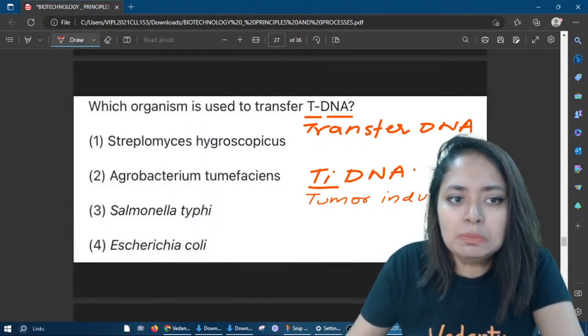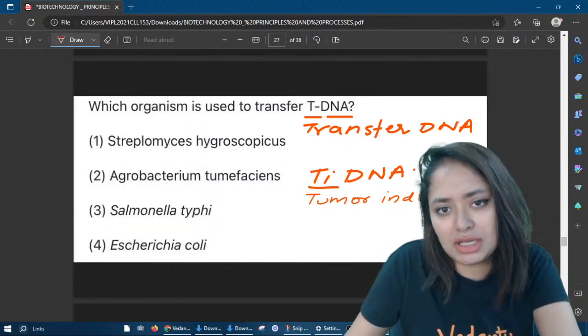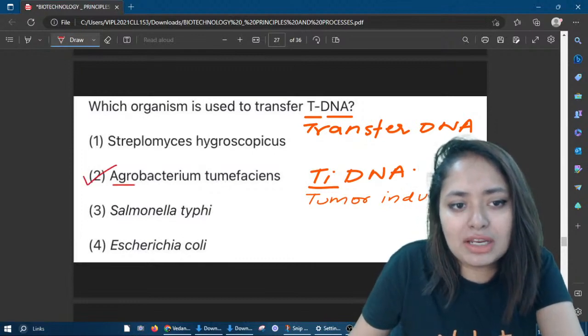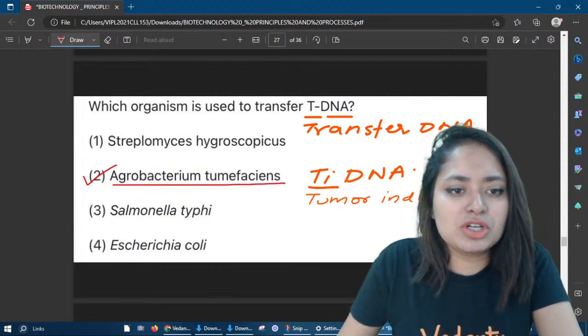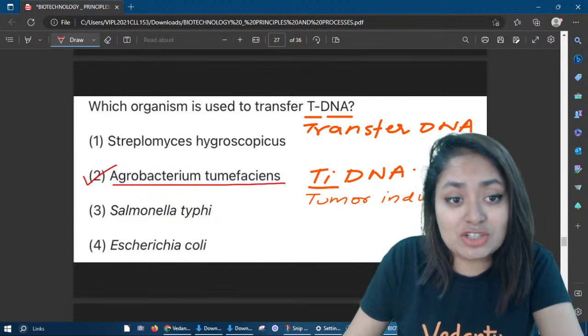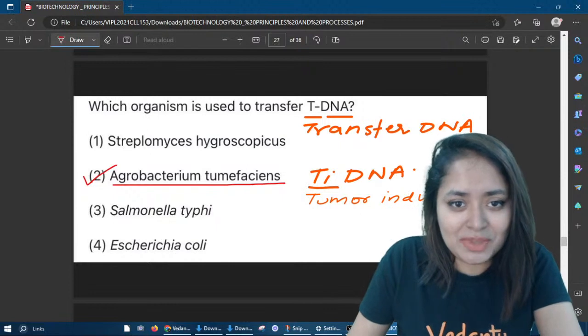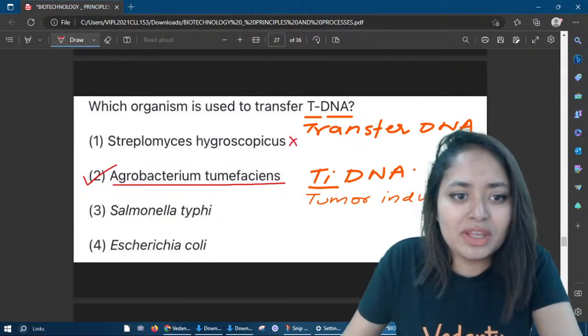Let's go into greater detail. Which organism is used to transfer tDNA? Where do you get it? Agrobacterium tumefaciens. In which method were we using this? See, the first option is Streptomyces hygroscopicus, not the answer.